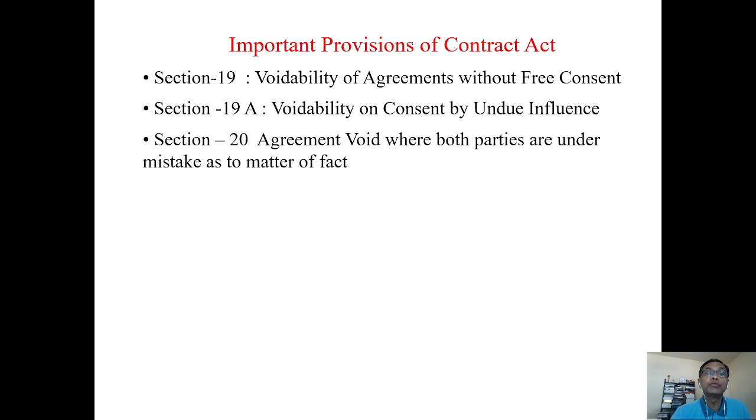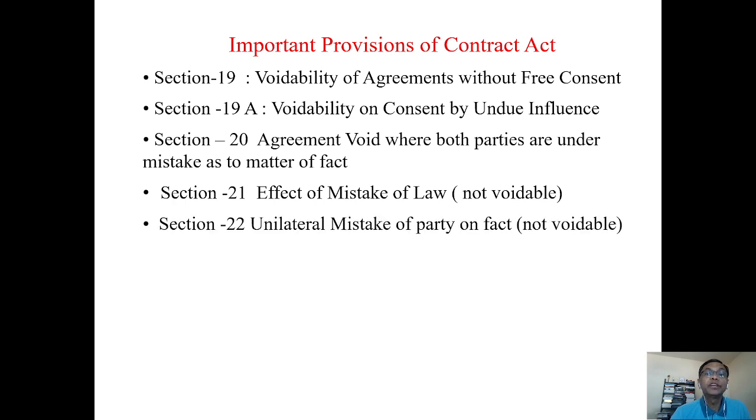Section 20: agreement is void where both parties are under a mistake as to a matter of fact. So there is no proper common understanding of the subject between the parties. So when there is a bilateral mistake of fact, the agreement is void.